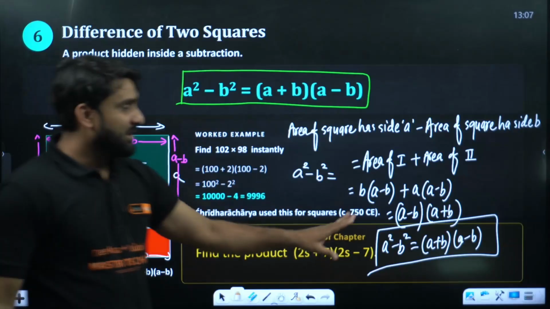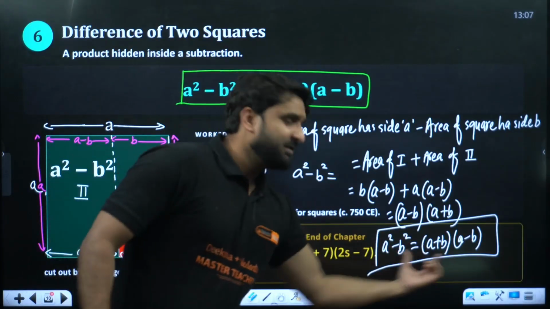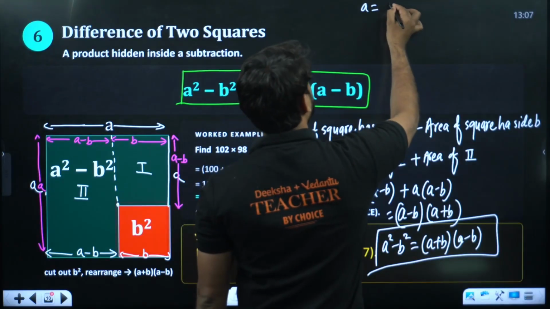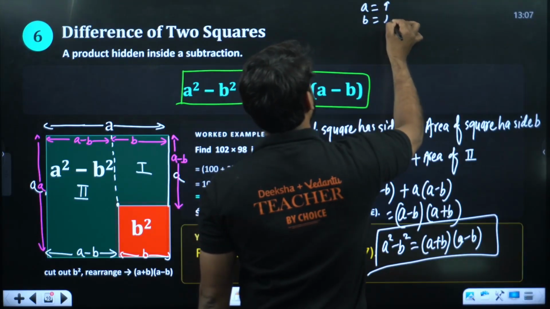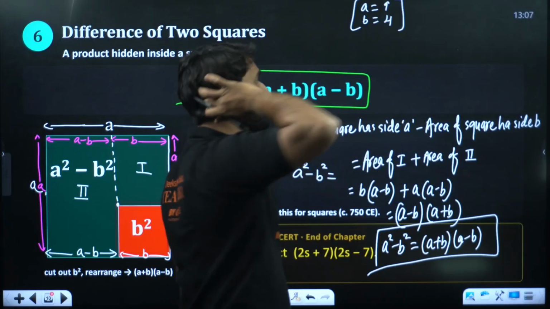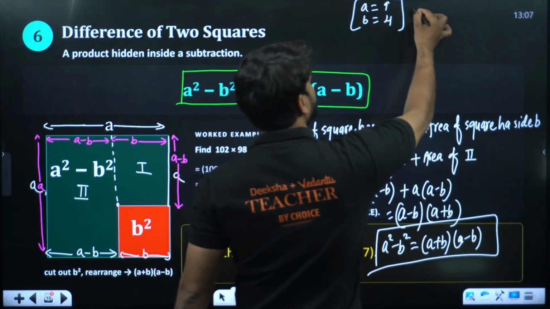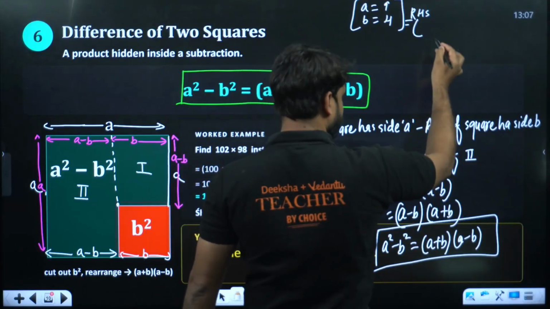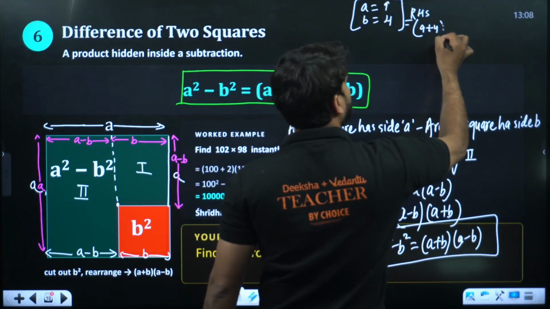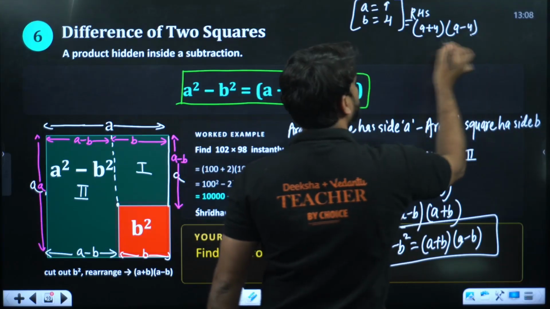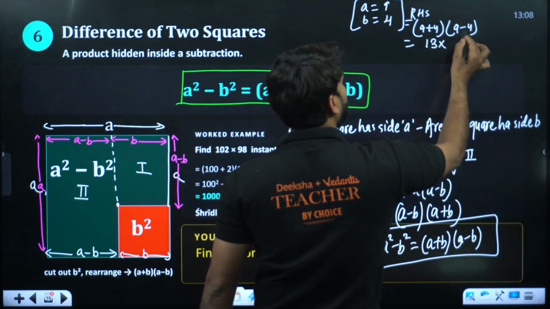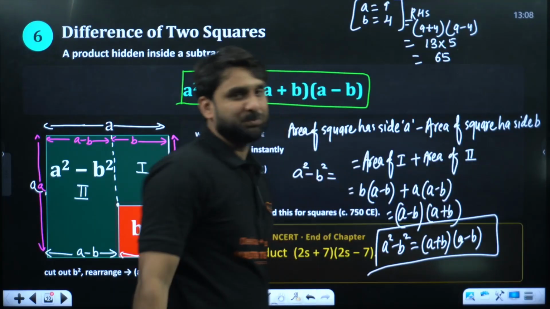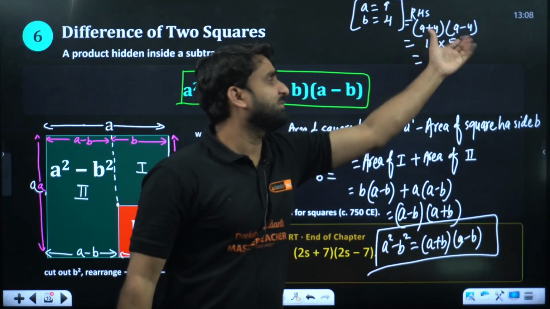This is important. Now you might be thinking, sir, let's check whether this is satisfied or not. So let's prove it. I'm taking A as 9 and B as 4, and putting in RHS and LHS. Let's find out RHS first. This is A plus B, so 9 plus 4, and A minus B, 9 minus 4. 9 plus 4 is 13 and 9 minus 4 is 5. So we have 13 times 5, just 65.